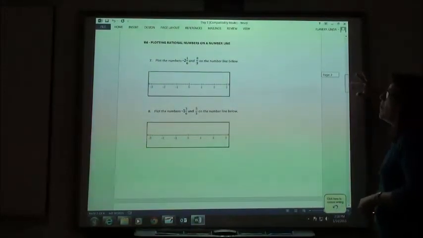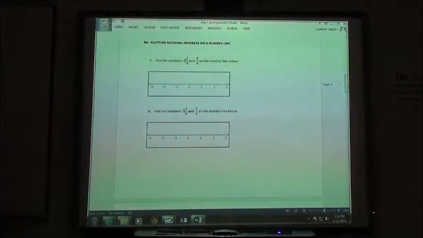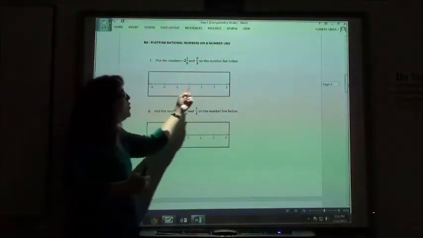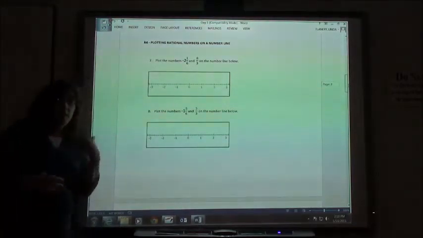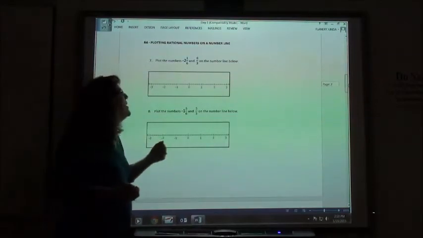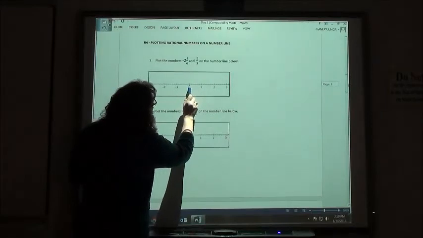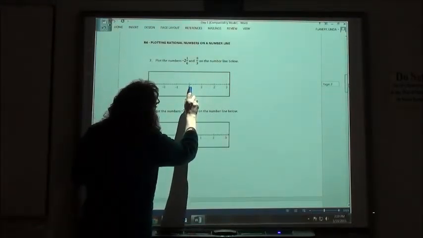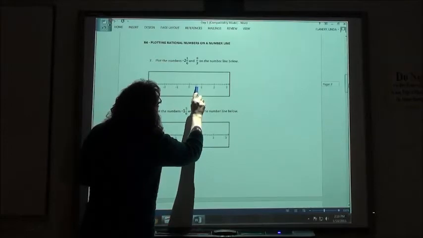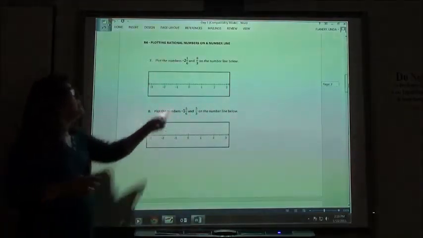The next set says plotting rational numbers on the number line. Rational numbers, a fancy word for fractions. We're going to plot fractions and mixed numbers on the number line. So when I'm plotting fractions and mixed numbers, I need to know what units my denominator should be in. Just like on those previous ones when I was writing the fractional position, I want to know what my denominator should be. So I'm going to count how many spaces I have between 0 and 1. These are kind of small, but you can see on your paper I have 1, 2, 3, 4, 5, 6 places. So I want my denominators to be in 6.